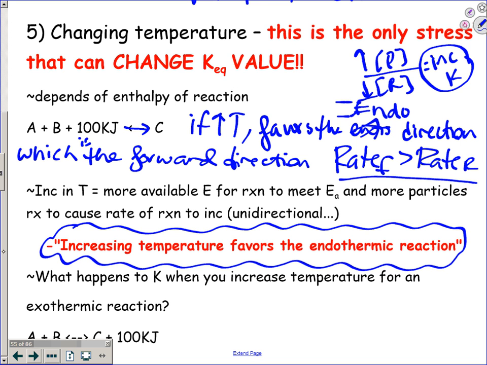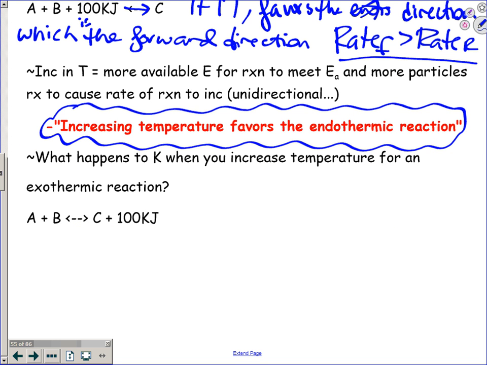So then I want you guys to use that same terminology, but answer how, in this example being exo, how would you explain that? How would it change K? So how would increasing the temperature affect this reaction and affect the K?